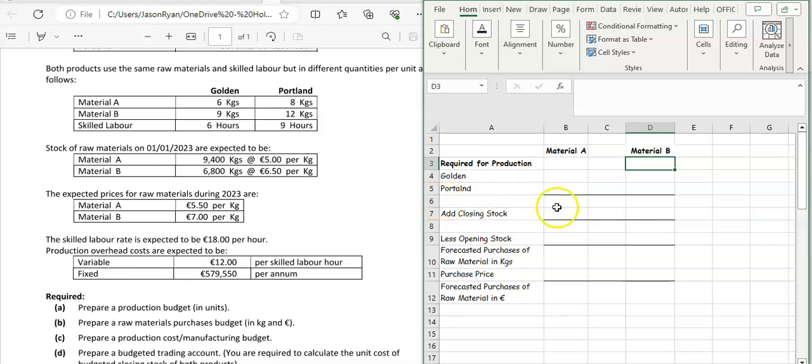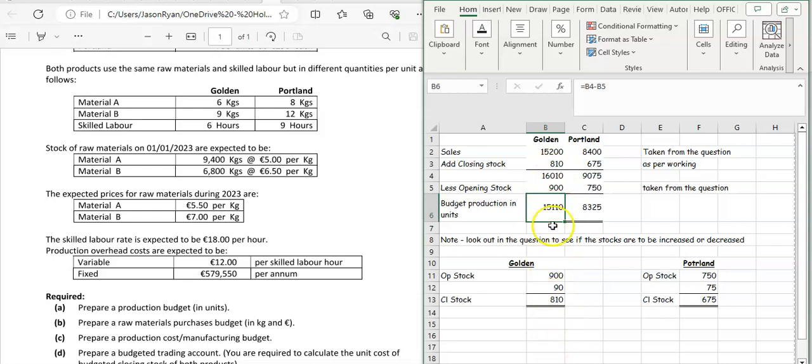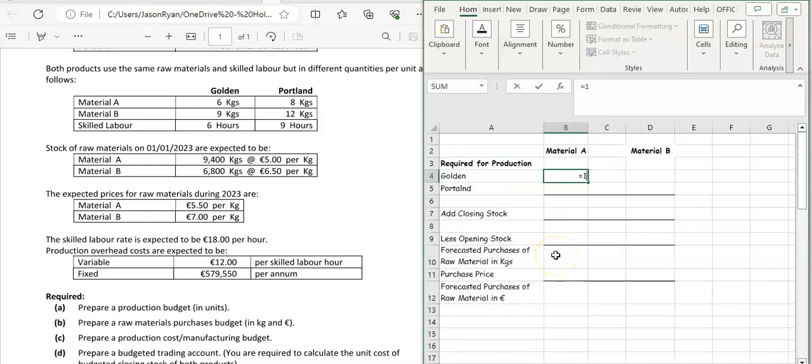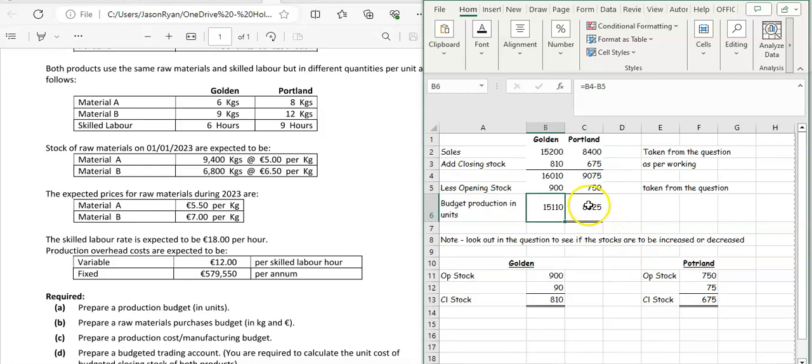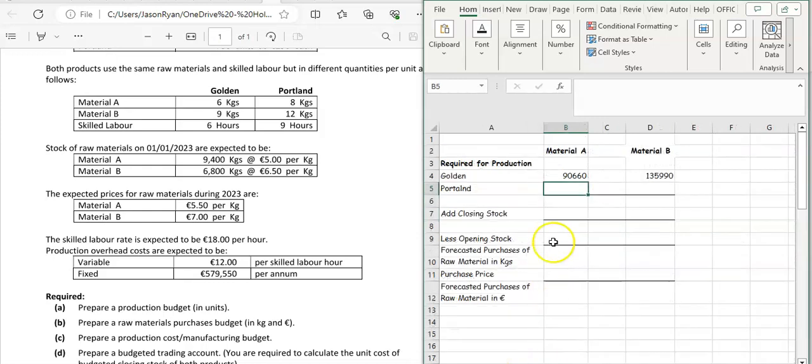So now we need to do a budget for it. For Golden, we have found out we need 15,110. And for material A, we need 6 kgs of that. So just going to multiply it out. And for material B, 15,110 multiplied by 9. And then for Portland, Portland was 8,325 from Part A.